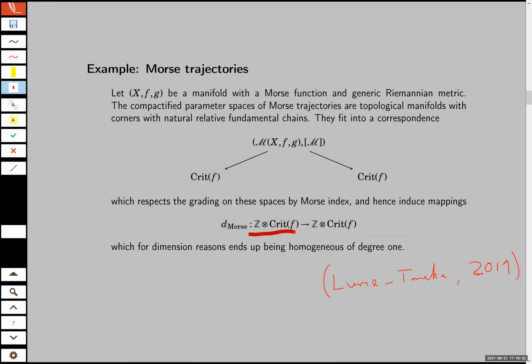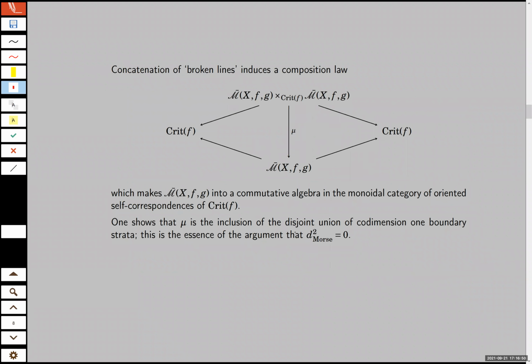This is how you define the Morse complex. The point is that the Morse complex is actually defined in the category of correspondences between sets whose kernel is a manifold with corners with an orientation on it. And more than that, there's an additional algebraic structure which you can also realize at the level of this correspondence, which is basically how you argue that b squared equals 0.